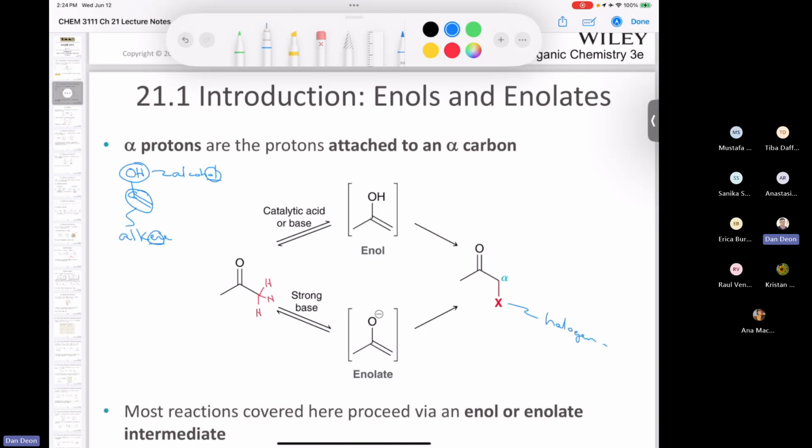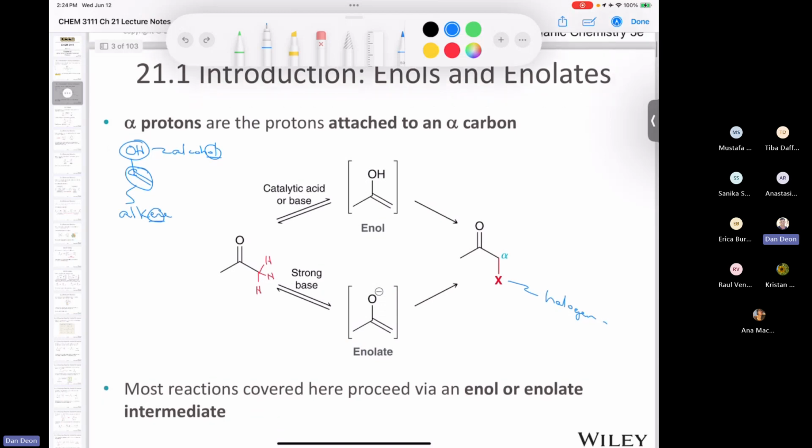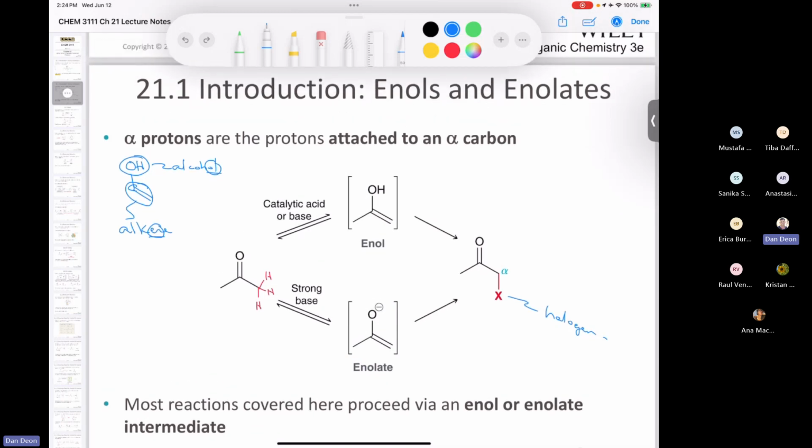And then if you put the ketone in a strong base, that's going to deprotonate completely to produce what's called an enolate. And the enolate, of course, has another resonance form, which we're going to take a look at later on. But the point of this slide is this: we're going to see a whole bunch of different reactions in this chapter, a plethora of them. But the reactions covered in this chapter are either going to proceed through an enol intermediate or an enolate intermediate. We're always going to see one of those somewhere along the way.